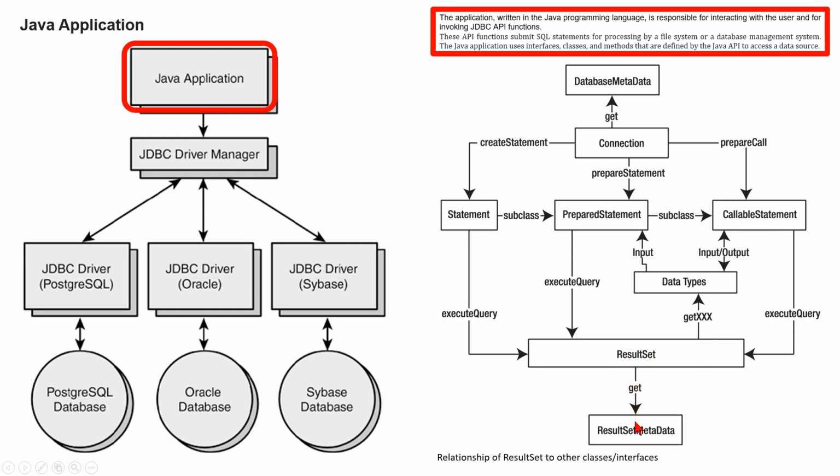ResultSet is connected to ResultSetMetaData via get. And here ResultSet is connected to data types via getXXX, and data types is connected to PreparedStatement via input, and CallableStatement interacts with data types via input or output. Here Statement is connected to PreparedStatement via subclass, and PreparedStatement is connected to CallableStatement via subclass.